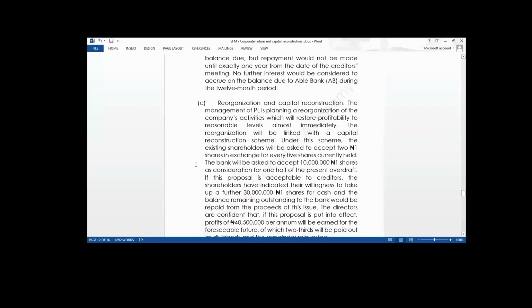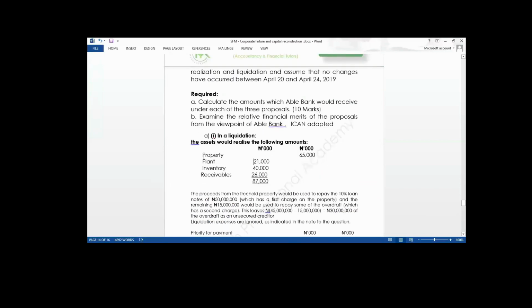Now, if this company is liquidated, money realized from freehold property will be applied to settle the liability of the loan notes and the overdraft. That is why we separated this proceed. Proceeds from other assets, plant and machinery, inventory, receivables, are not secured on any asset. We separated it.